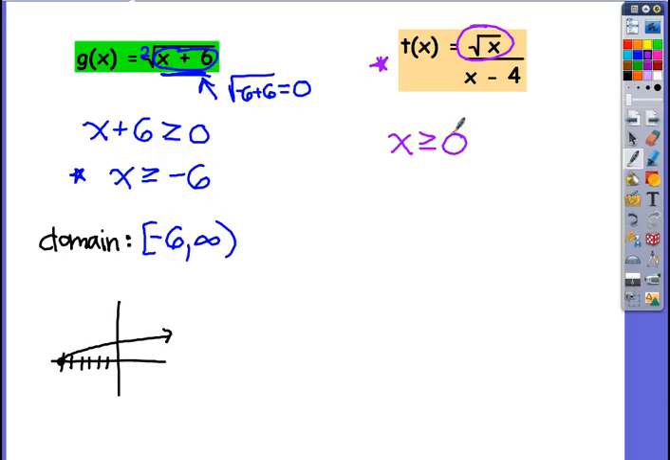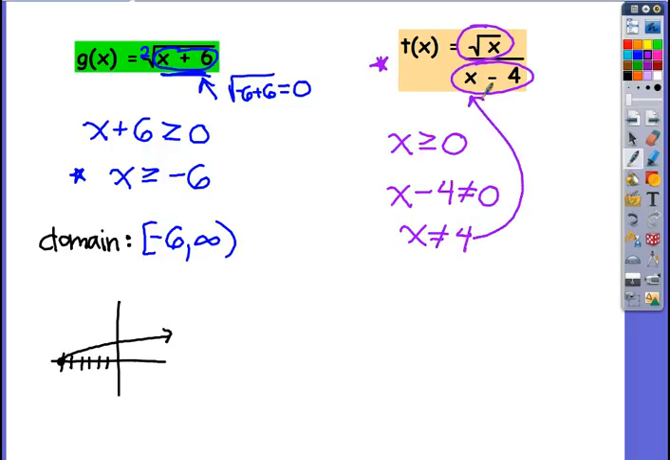The second thing is I have a fraction. So whatever's in the denominator cannot equal 0 because I can't divide by 0. So for the denominator, x minus 4 cannot equal 0. If I solve this equation, x cannot be 4. If I input 4 here, 4 minus 4 is 0, I can't divide by 0.